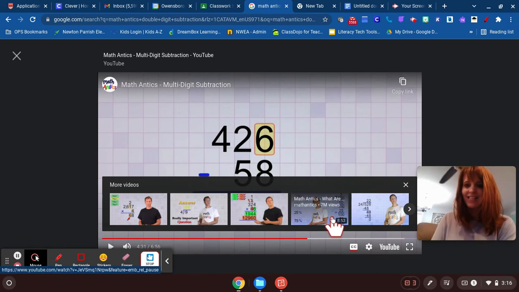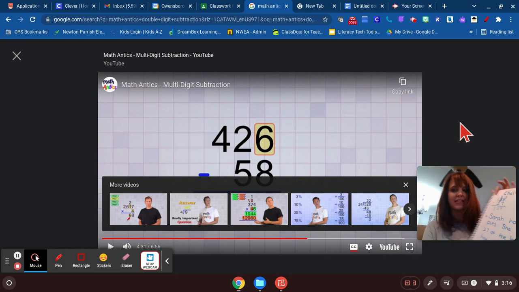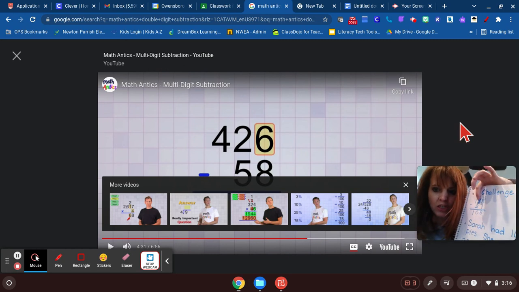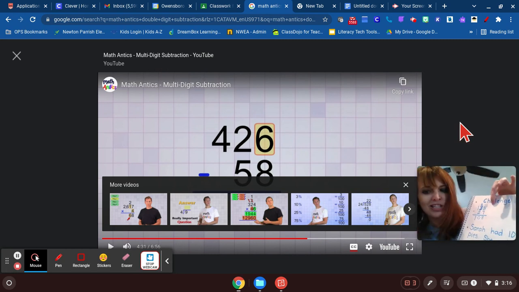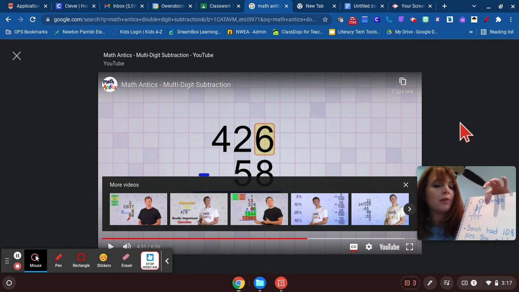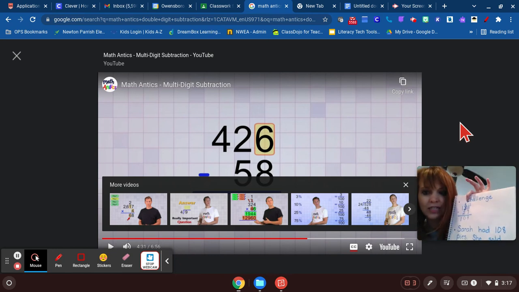Okay, guys, this is actually where we're going to stop the video, but where your job kind of comes in. If you remember on the last one, it was 135 minus 27. So you stacked them vertically and then we subtracted. So we just did all of that with him. But what I want you to do is I want your problem to be this, the 426 minus 58. So I want you to stack it vertically just like this.